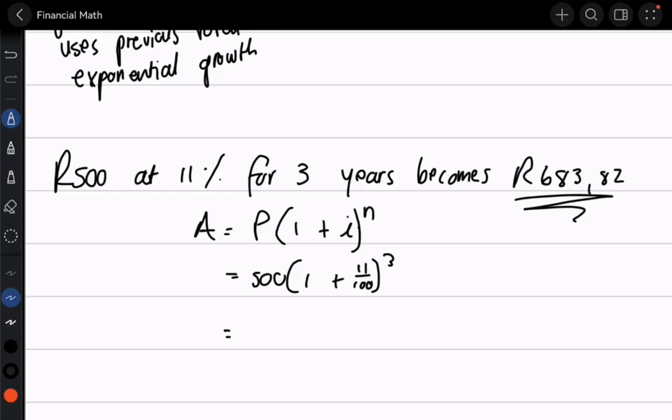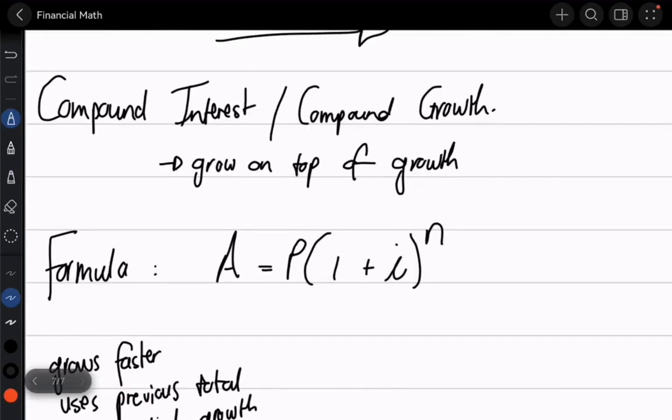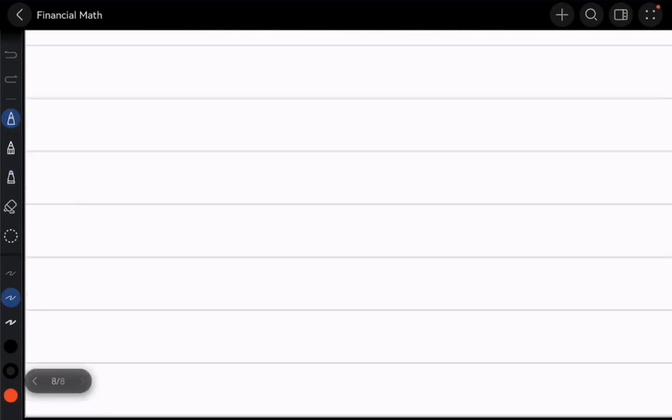If you have something that's missing, so let's say, for example, they give you the value of A, they give you P, but they don't give you n. You literally just substitute, okay? You substitute what you have, and then you solve for what you don't have, and then automatically you'll be able to get to your answer. So it's almost just like solving for x. But yeah, they were just telling us that you start off at 500, at 11% for 3 years, it will become that. So if you just punch this in your calculator, it should give you that answer. So that's that when it comes to your compound interest or your compound growth.